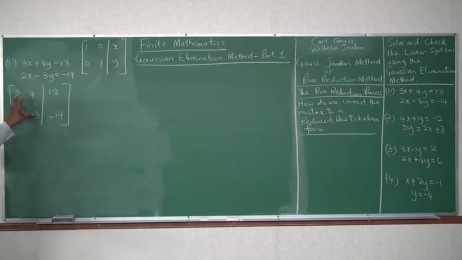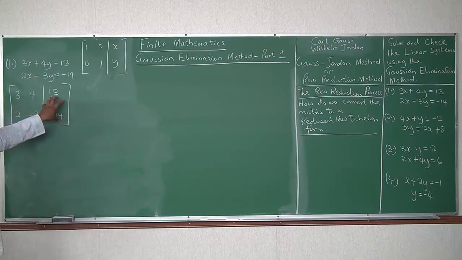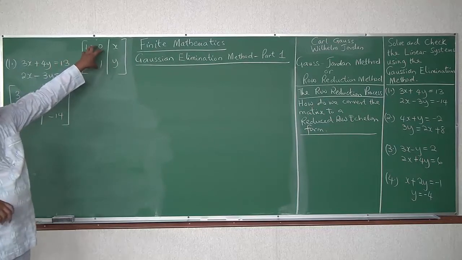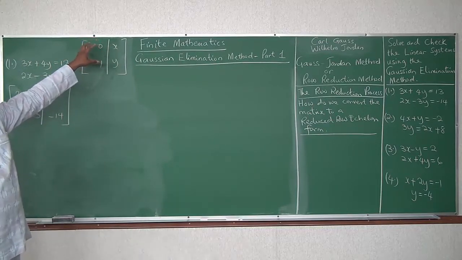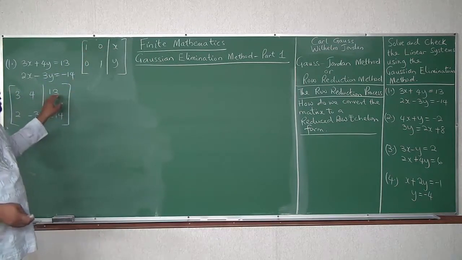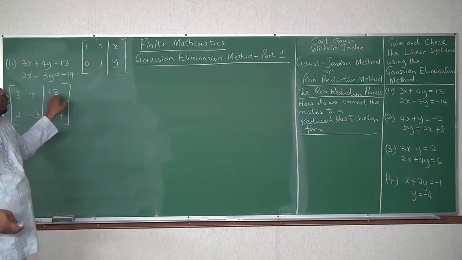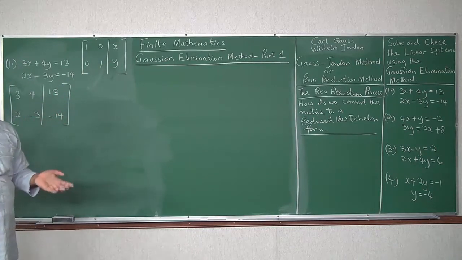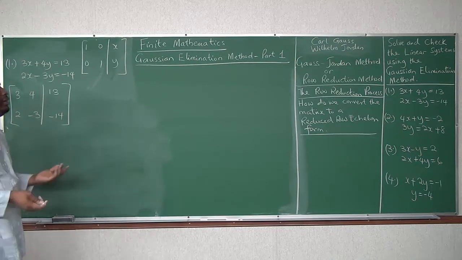We want to reduce this matrix. This is the matrix of coefficients, and this is the matrix of constants. That is what an augmented matrix is about. So you want to reduce this matrix of coefficients to an identity matrix, which is also a reduced row echelon matrix. And once you reduce it, whatever is remaining here, the first one will be x and the second one will be y. That is it. Now, how do you reduce it?